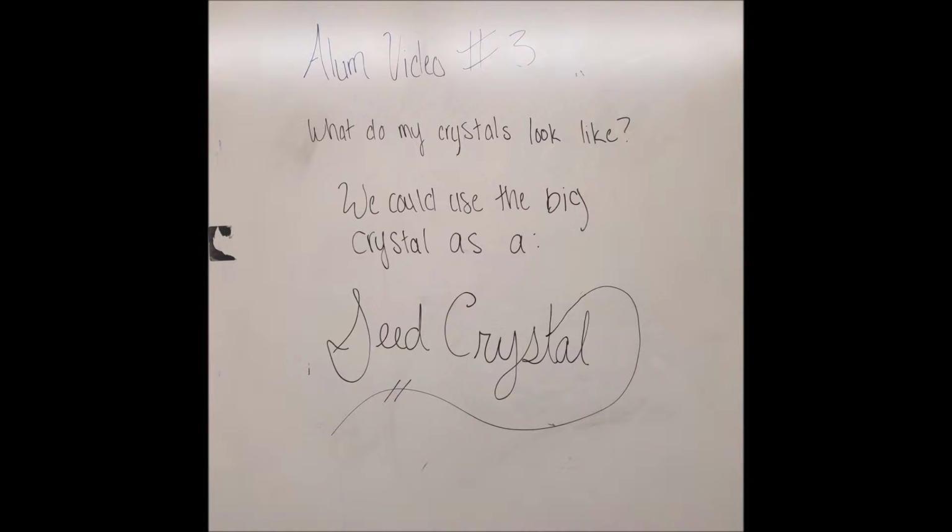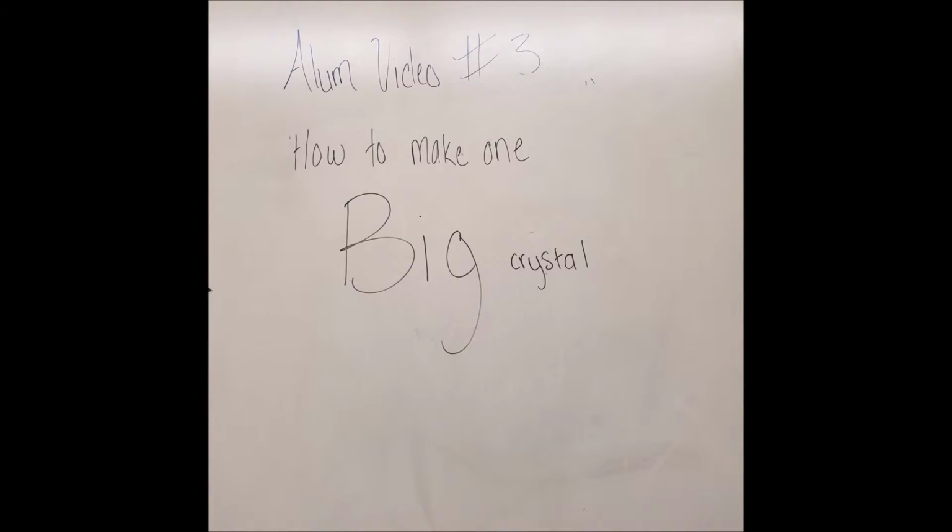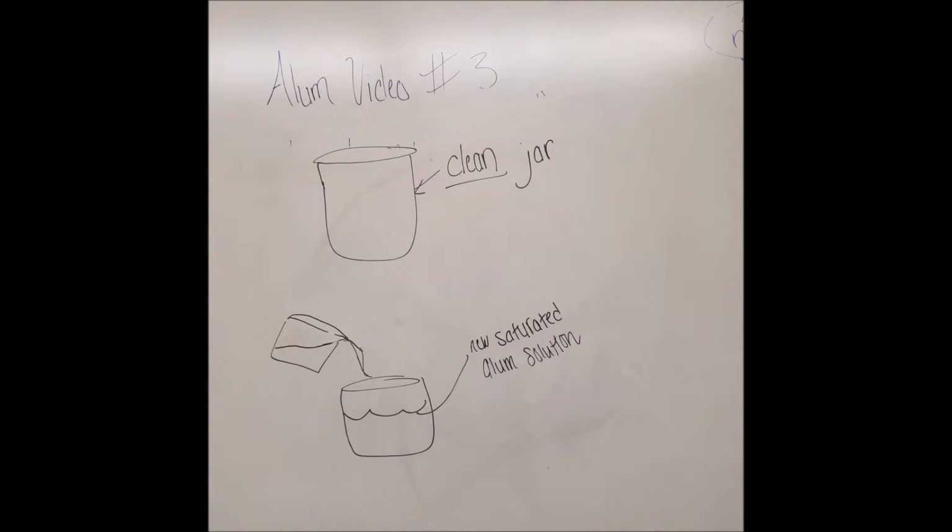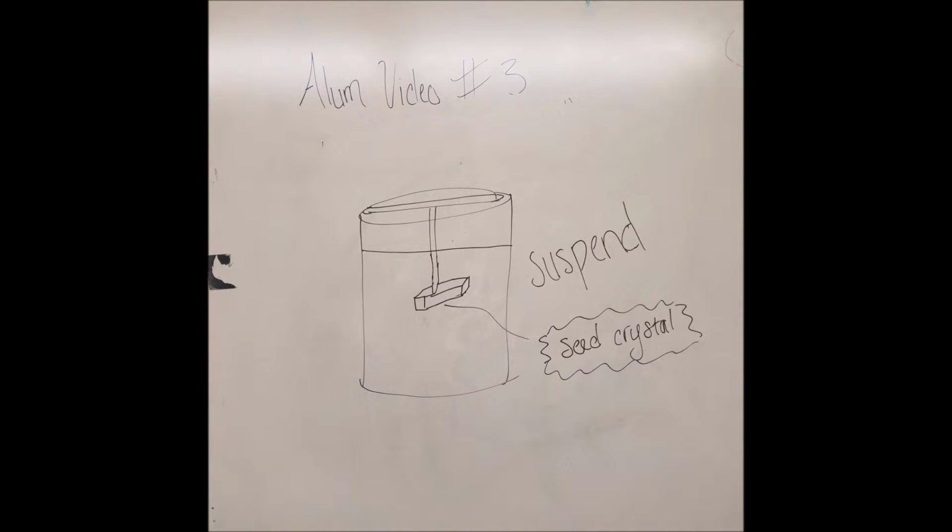A seed crystal can be used to grow bigger crystals, specifically one big crystal. If we were to follow the same procedure as our original alum synthesis lab, we would end up with several smaller crystals, but in order to grow a large crystal, one must get one clean jar, and they can make the same saturated alum solution as we used.